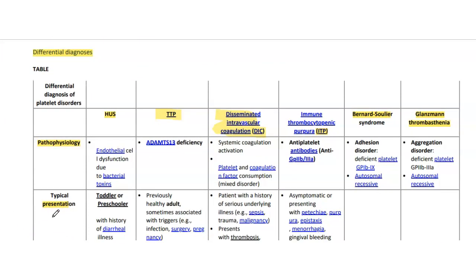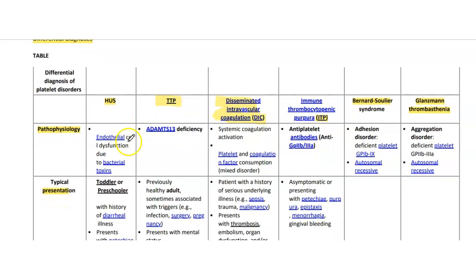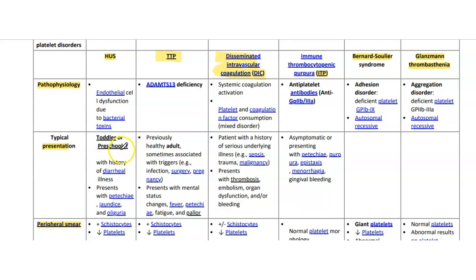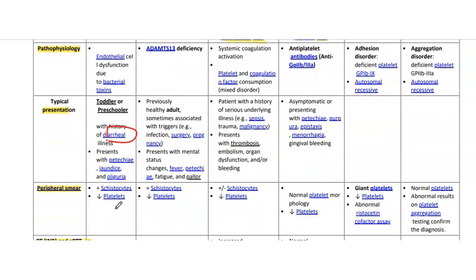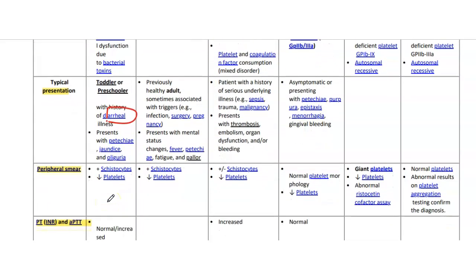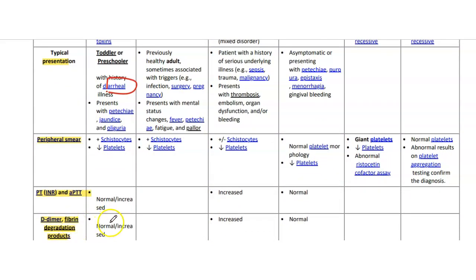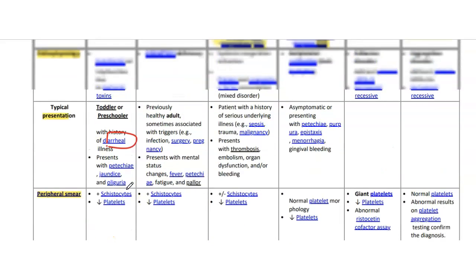Now we have different types of differentials of hemolytic uremic syndrome. In hemolytic uremic syndrome, we have discussed that endothelial cell dysfunction occurs due to bacterial toxin, and the presenting patient is usually a toddler or preschooler with a history of diarrheal illness preceding the symptoms, and presents with petechiae, jaundice, and oliguria. On smear there will be schistocytes and decreased platelet counts; PT/INR, APTT, D-dimer, and fibrin degradation products are normal or slightly increased.